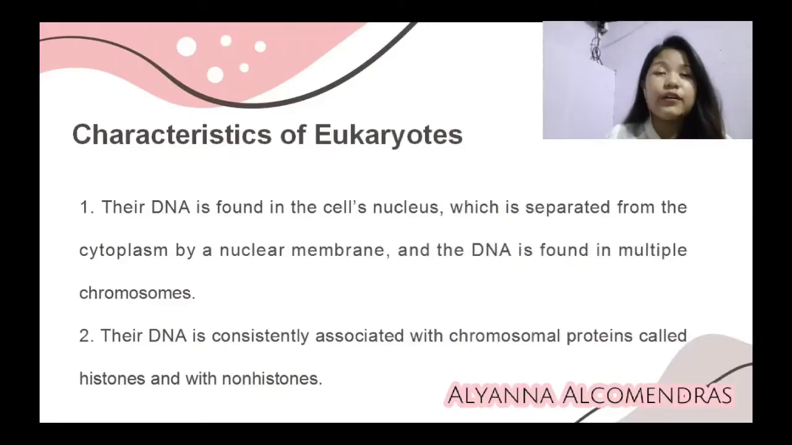So, what are the characteristics of eukaryotes? The first characteristic is that their DNA is found in the cell nucleus. It is separated from the cytoplasm by a nuclear membrane, and the DNA is found in multiple chromosomes. We always remind ourselves that eukaryotic cells have a nucleus enclosed within the nuclear membrane.